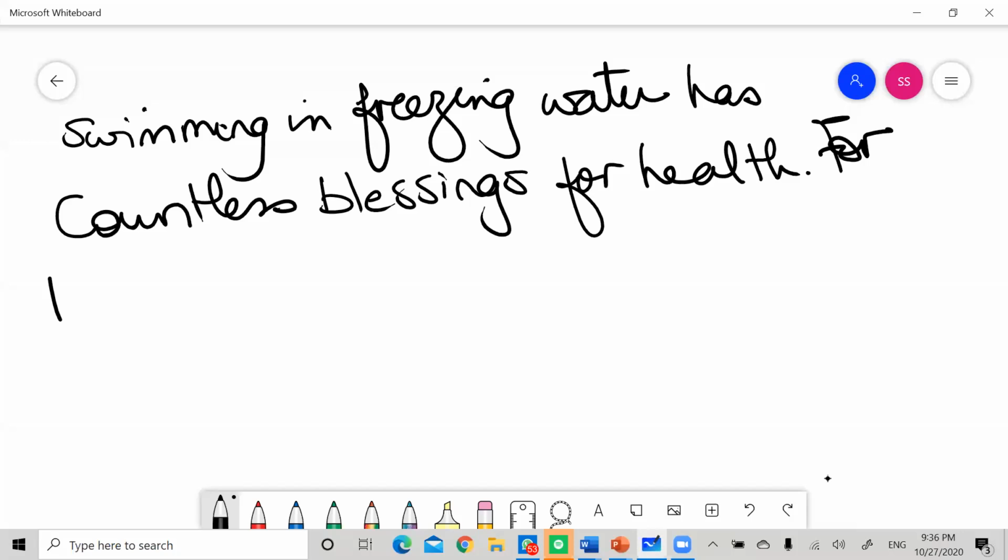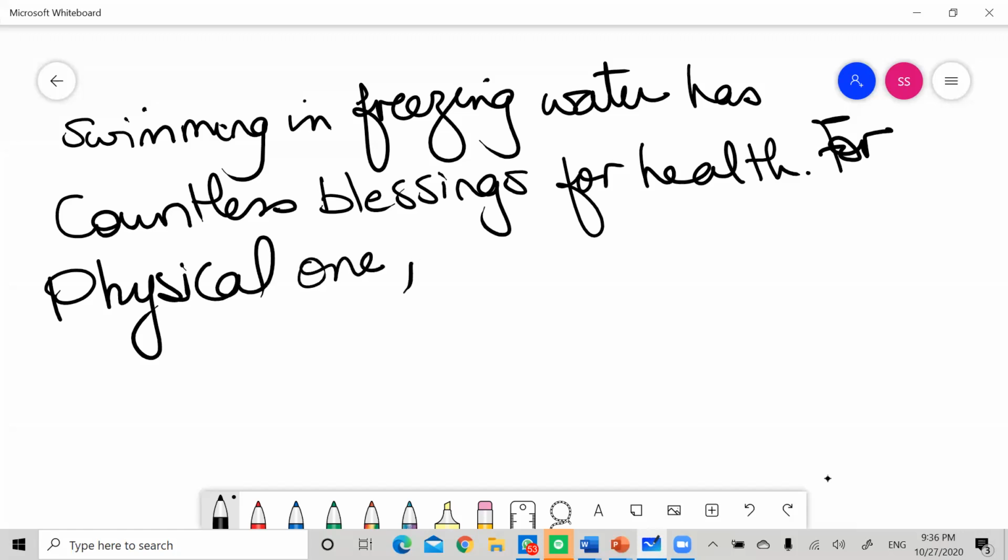For the physical, because I want to show the examiner that I know that there are physical and emotional. For the physical ones, let's go on. It helps us with recovering from injuries. Let's see how we can join ideas together. What are the points that are equal to each other and to join them?